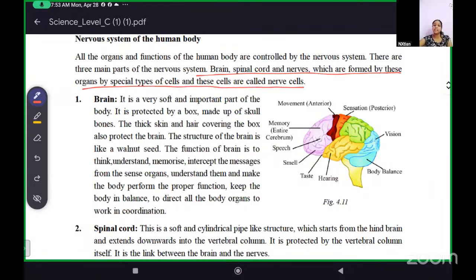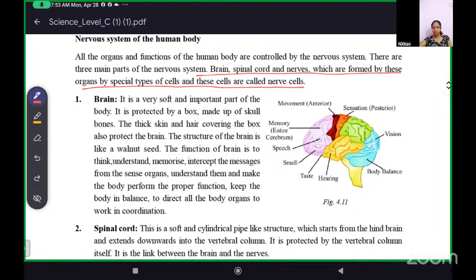And these cells are called nerve cells. Nerve cells join together to form the brain, spinal cord, and nerves. Now, the brain. It is a very soft and important part of the body. It is protected by a box made up of skull bones. Okay, skull. Inside the skull, there is a brain. Now, the thick skin and hair covering the box also protect the brain.